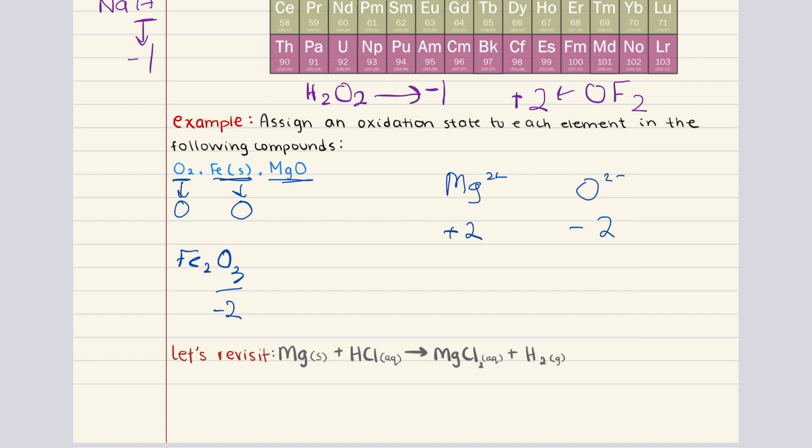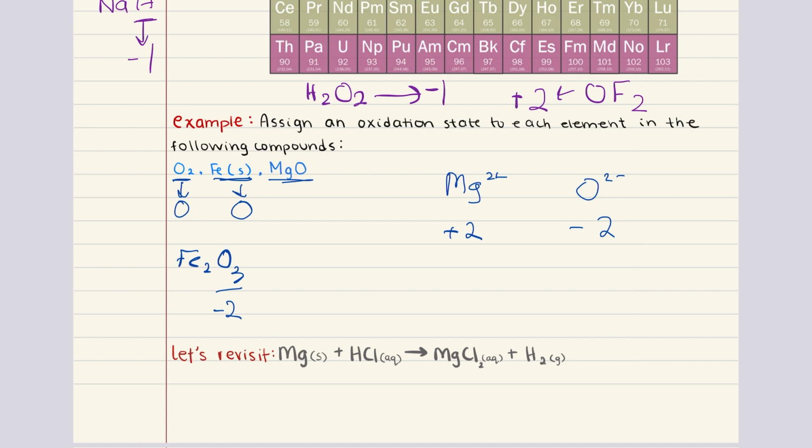Then to figure out the oxidation number of iron, we have to rely on rule number 4. Rule number 4 says the sum of the oxidation states of every atom equals the overall charge of the substance. This is a neutral compound. So the sum of the negative oxidation states has to be equal to the sum of the positive oxidation states.